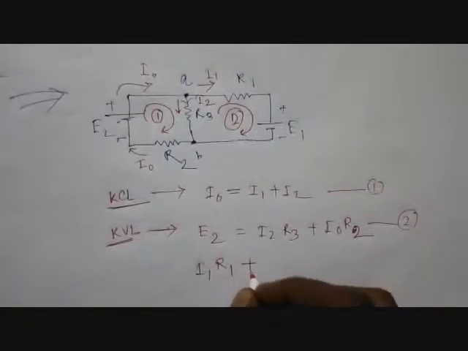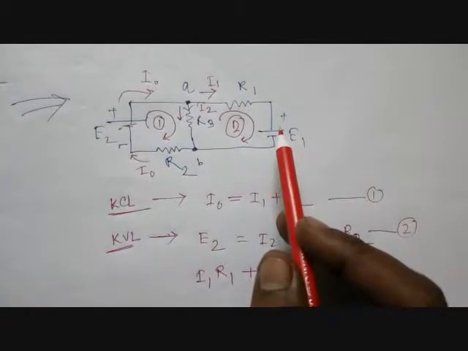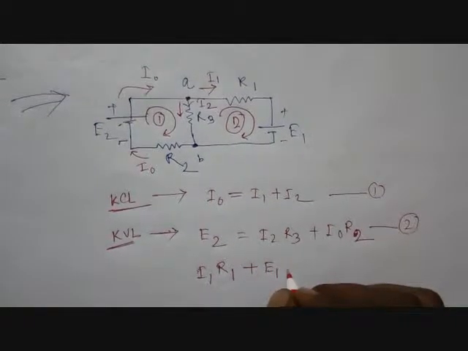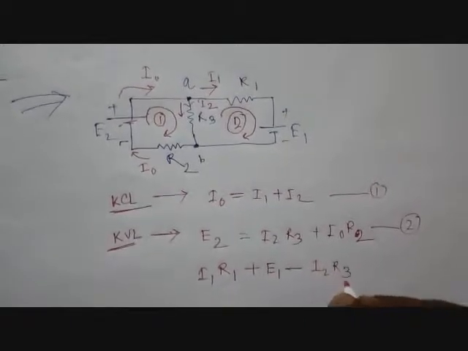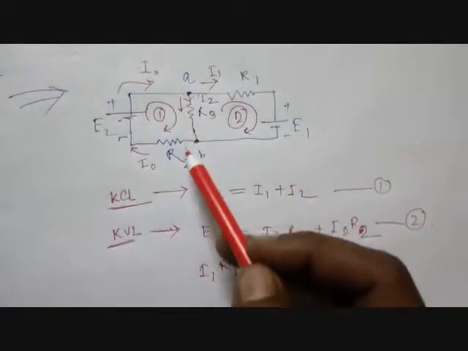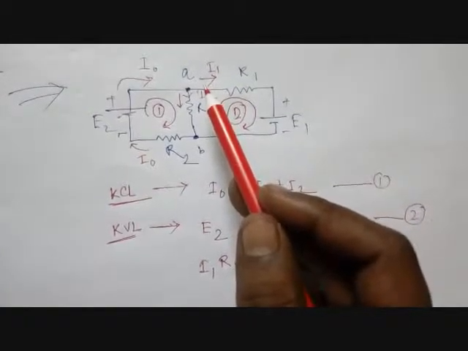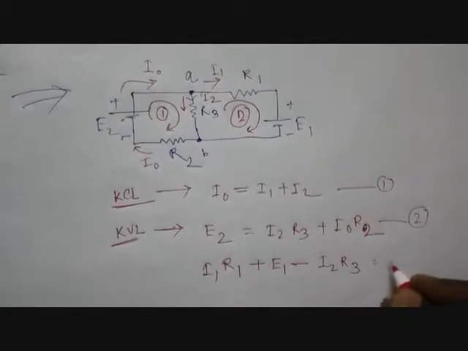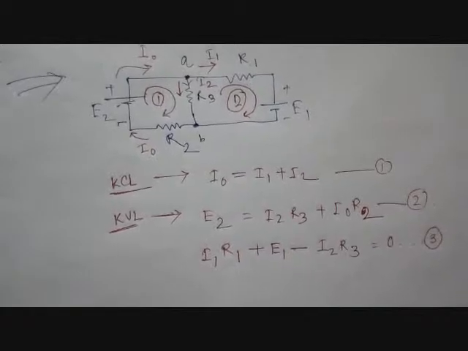Then we have plus E1, and then we have that branch. Okay, so that will be negatively I2 R3. Why negative? Because the direction is downward. If the direction was upward, then we would have to add that. Okay, so that will be equal to 0. So suppose that one is equation 3.